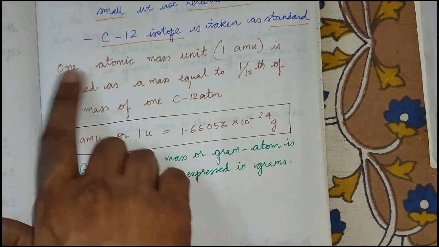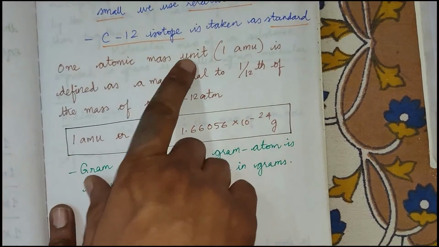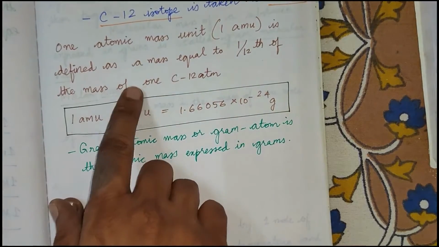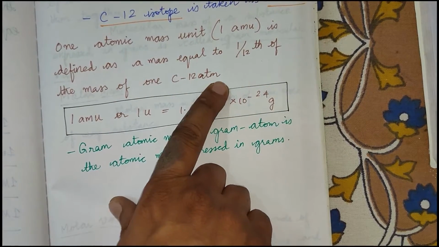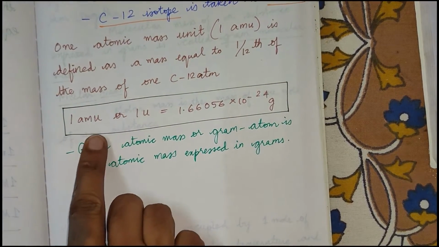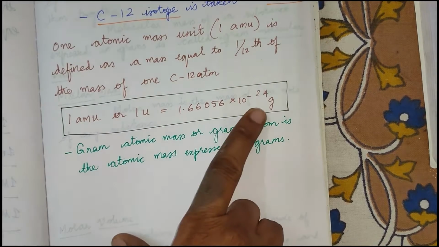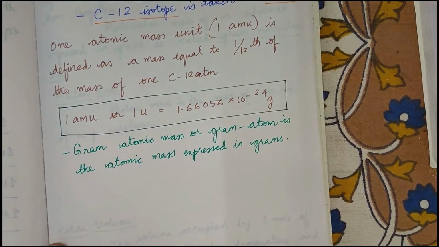What is the definition of one atomic mass unit? One atomic mass unit is defined as a mass equal to 1/12 of the mass of one carbon 12 atom. So one atomic mass unit is equal to 1.66056 × 10^-24 gram.